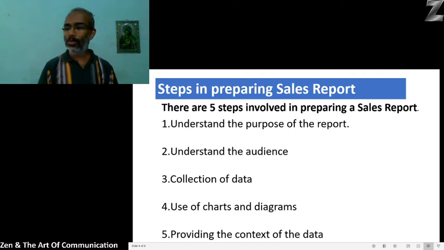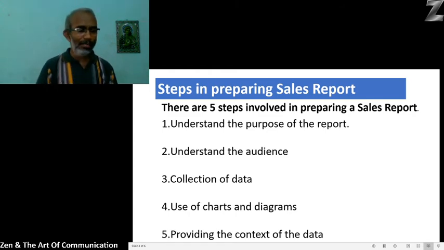Point 4, use of charts and diagrams. To be fair, nobody has a tremendous amount of time to go through reams and pages of data in Excel sheets or handwritten format. It will be interesting and there will be less reader fatigue if your data contains charts and diagrams. Simple pie chart can give the contribution of each product to the total sales volume of a company.